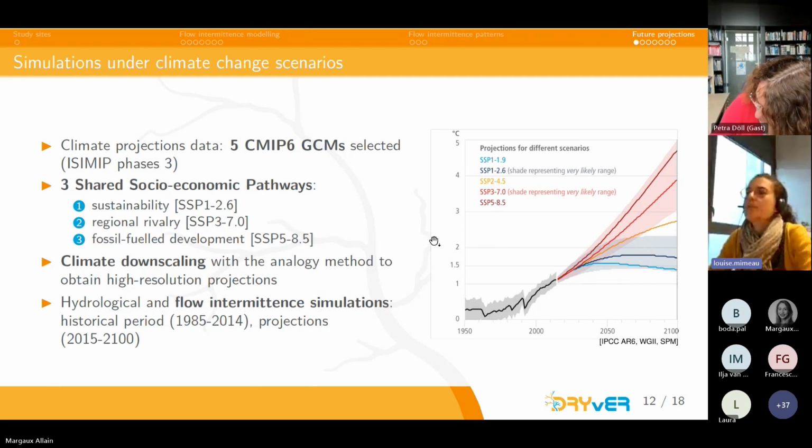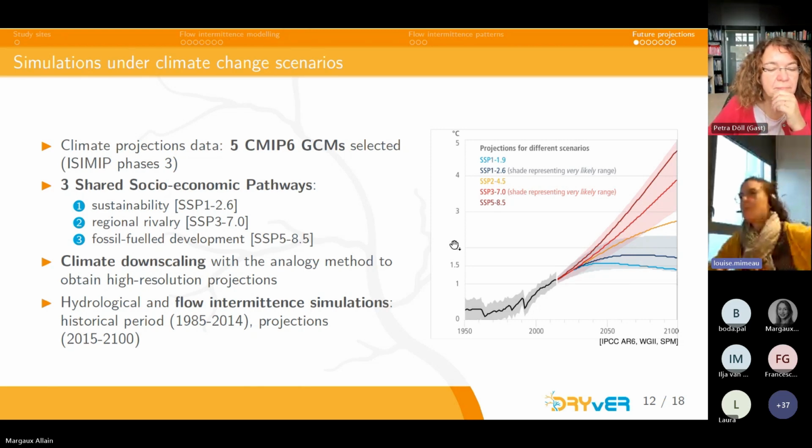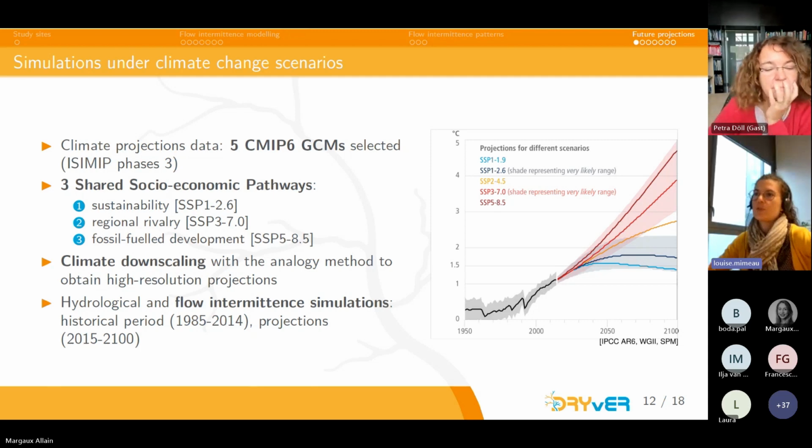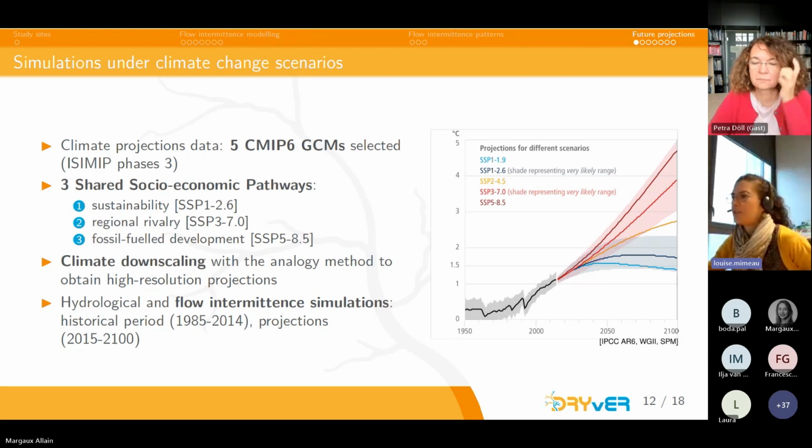And we conducted a climate downscaling with the analogue method to obtain high resolution projections. And we used the downscaled climate data as input data of our flow intermittence model to simulate flow intermittence, during the historical period from 1985 to 2014, and for future projections starting in 2015 until the end of the 21st century. Next, please.